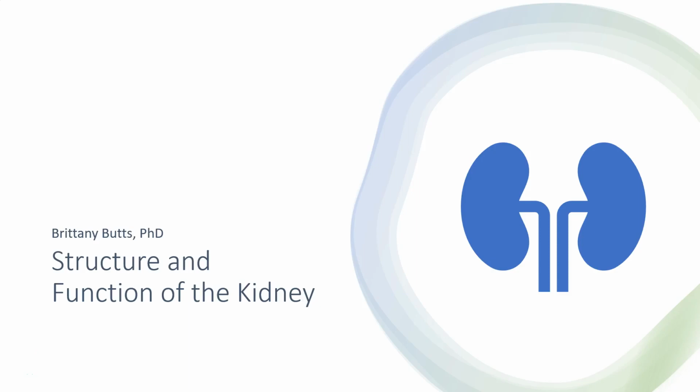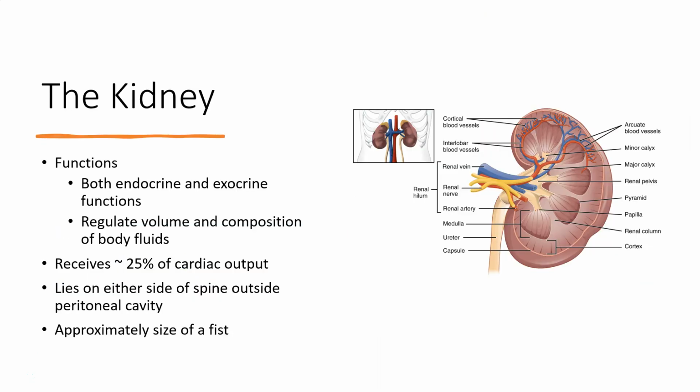In this video, we will have a brief overview of the structure and function of the kidney. Our kidney has many functions, and this includes both endocrine functions and exocrine functions. You probably think of the kidney as the organ that regulates the volume and composition of our body fluids. This is because the kidneys receive a large amount of blood. In fact, they get 25% of our cardiac output while we're resting.